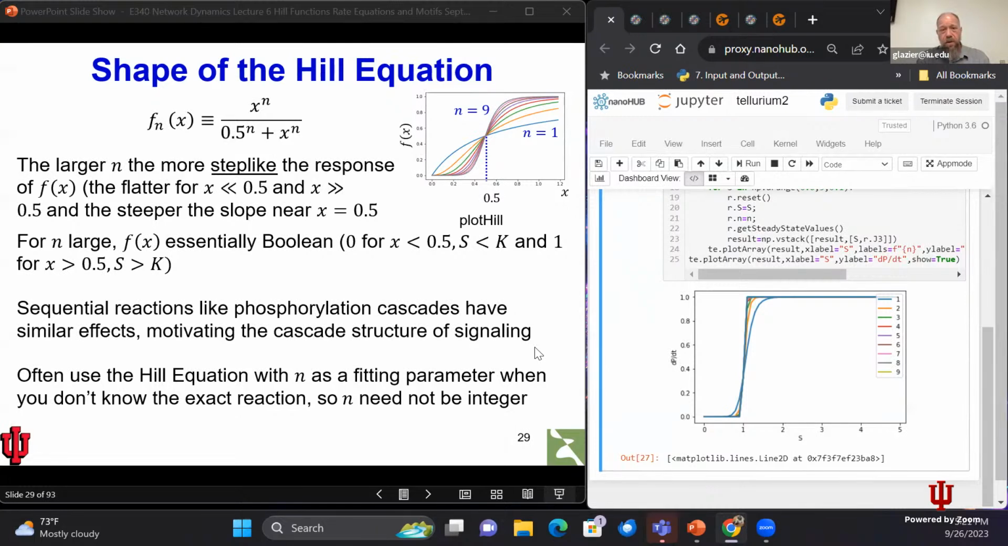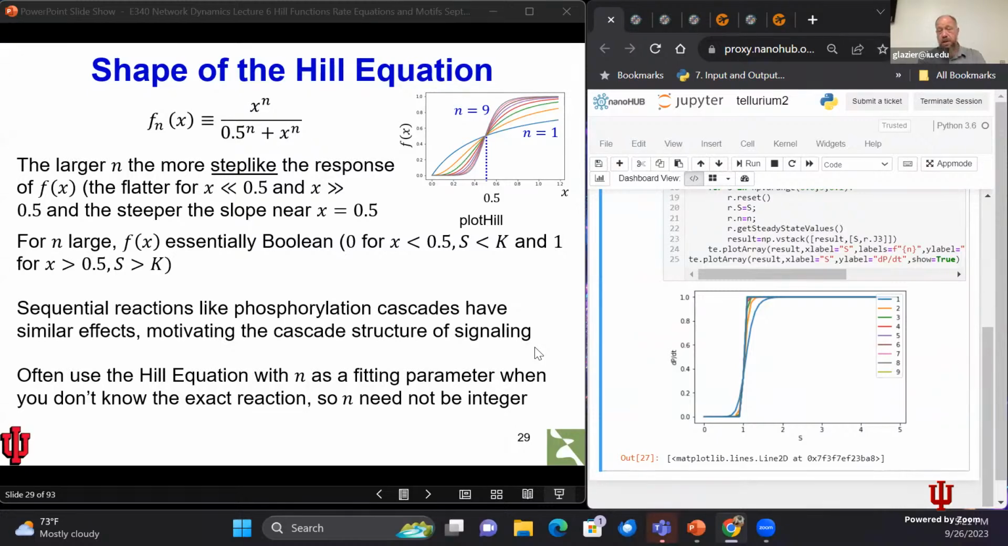Now, coming back to the question that Pedro asked earlier, which is how do we know what n should be? Well, in some cases, we really do know that 4 molecules of A combine with 1 molecule of B. In that case, we expect a value of n to be 4. More generally, we will use the Hill exponent n as a fitting parameter. We know that there is a sigmoidal response. We don't know exactly how sharp that sigmoidal response is, and we will try different values of n to see what works.